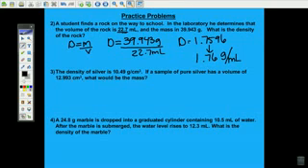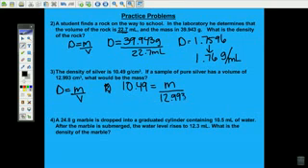The density of silver is 10.49 grams per centimeter cubed. If a sample of pure silver has a volume of 12.993 centimeters cubed, what is the mass? Okay, so now I'm trying to find mass. So I'm still going to use my same density equation. I know my density is 10.49. I don't know my mass, but I know my volume is 12.993. So I'm looking for mass, so I have to multiply these two together.